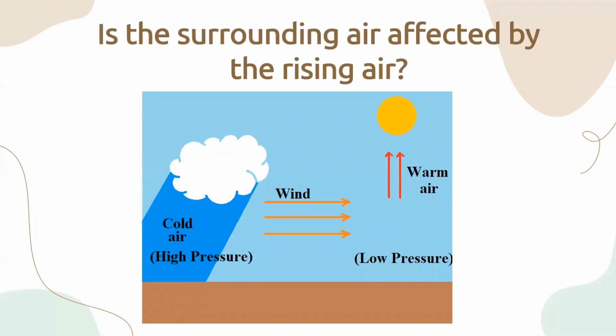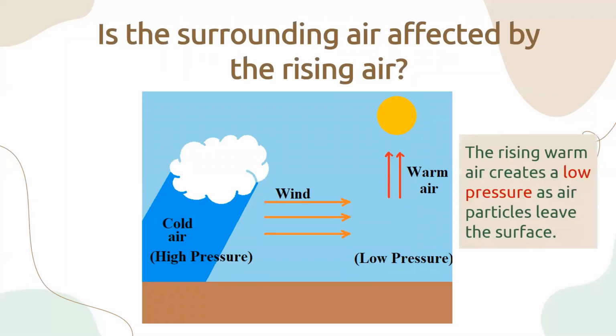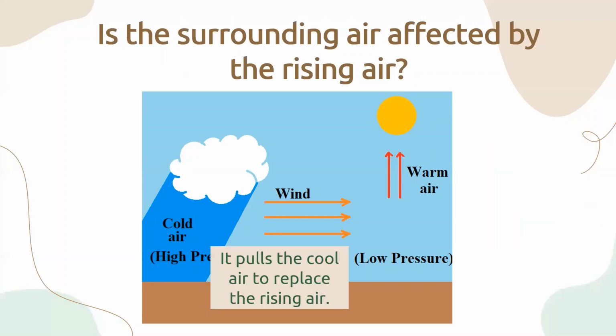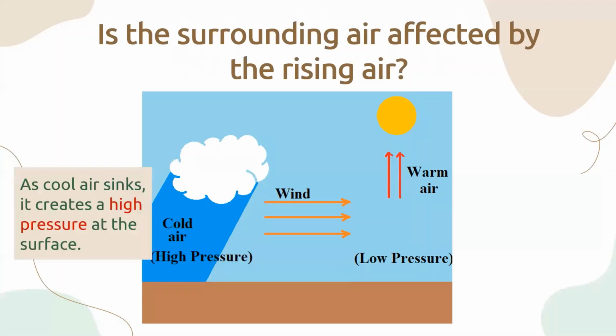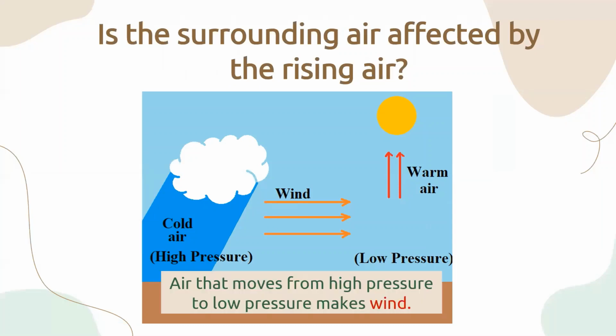Is the surrounding air affected by the rising air? The rising warm air creates a low pressure as air particles leave the surface, pulling the cool air to replace the rising air. As the cool air sinks, it creates a high pressure at the surface. Air that moves from places of high pressure to low pressure makes wind.